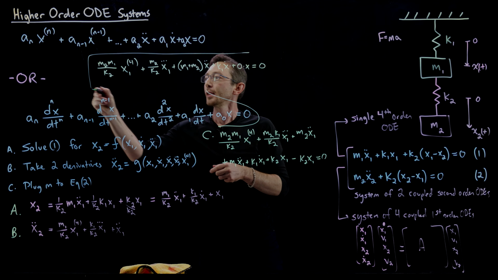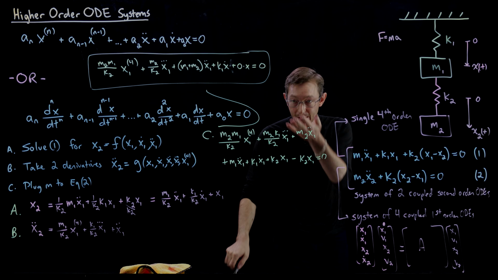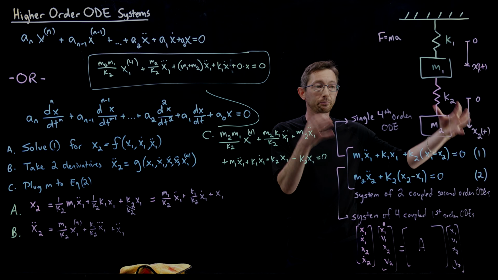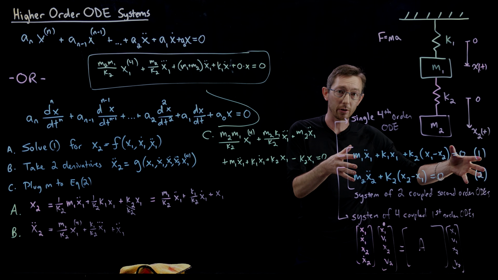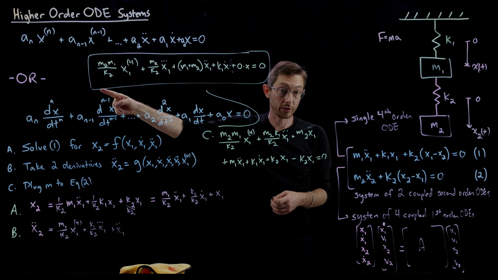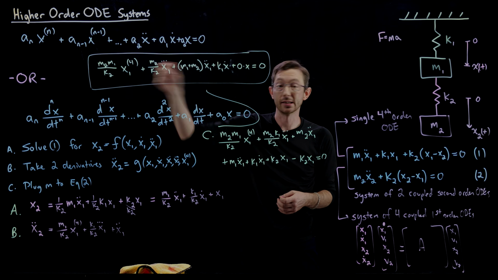So it took me about 5 minutes, and I went from this system of two coupled second order equations to a single fourth order equation, just in x1.